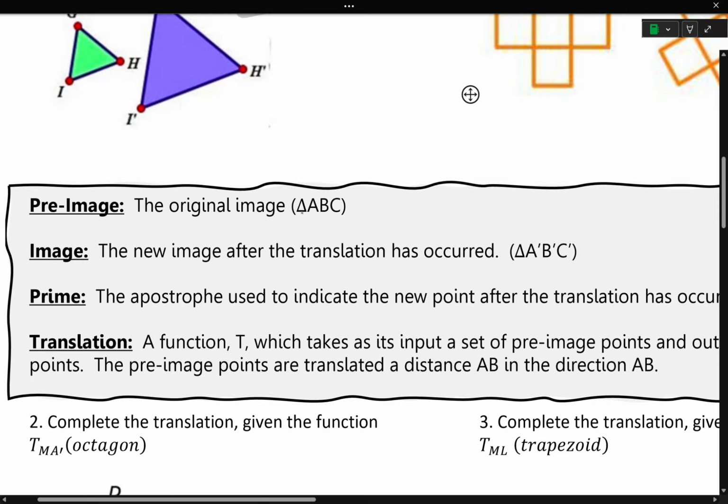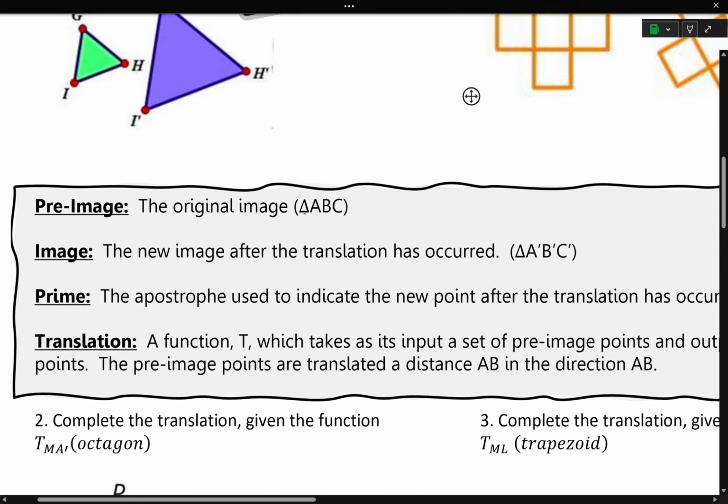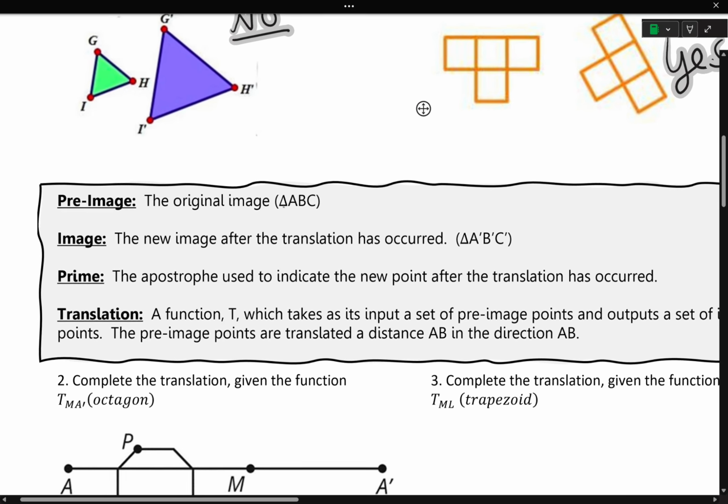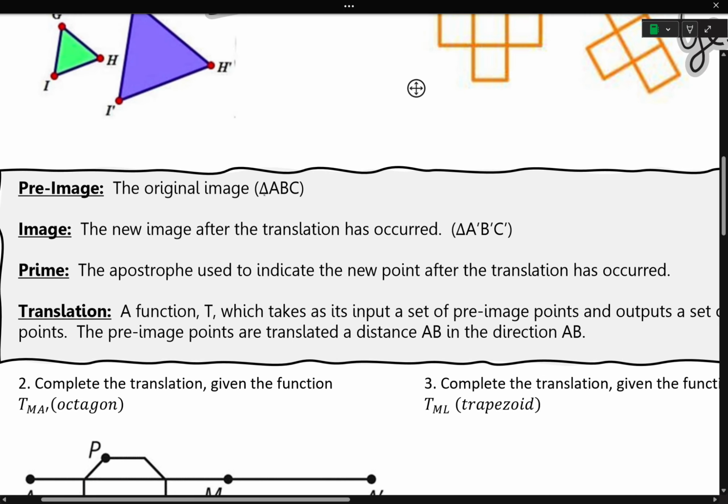All right. A translation is a function, T, that's how we shorten it. It takes an input of pre-images and outputs a set of points. The pre-image points are translated a distance AB in direction AB. In other words, the T, when we look at a translation, means translate. It will tell us which distance and which direction to move our image. Super wordy, I know. Let's take a look at some problems and apply that.